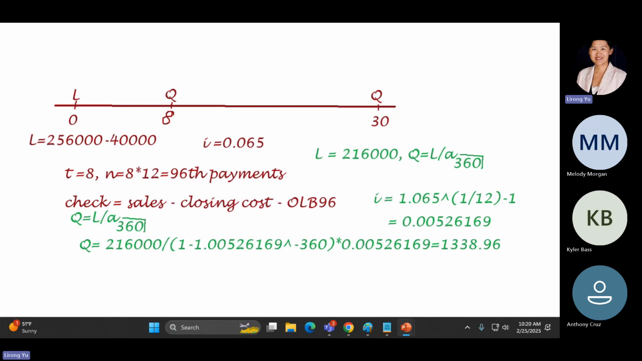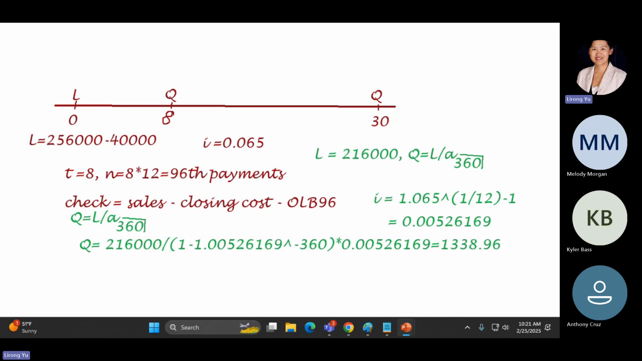So here we're going to have to find out every payment. Q is equal to, the loan amount is received at time 0. So we have to use the present value, which is the A formula. So we will do L divided by A 360. Every payment is monthly. Every year has 12 months, 30 years, that's 12 times 30, 360 payments. So L divided by A 360 will allow us to calculate the Q.